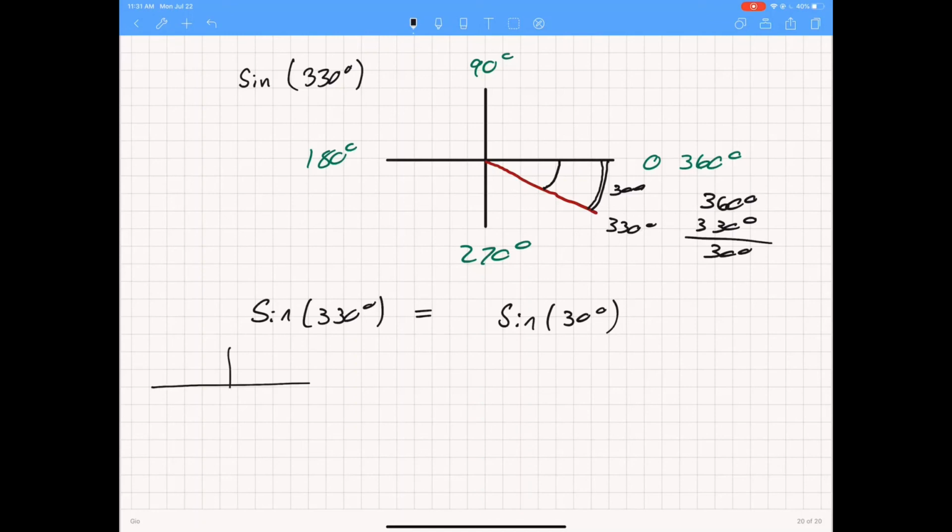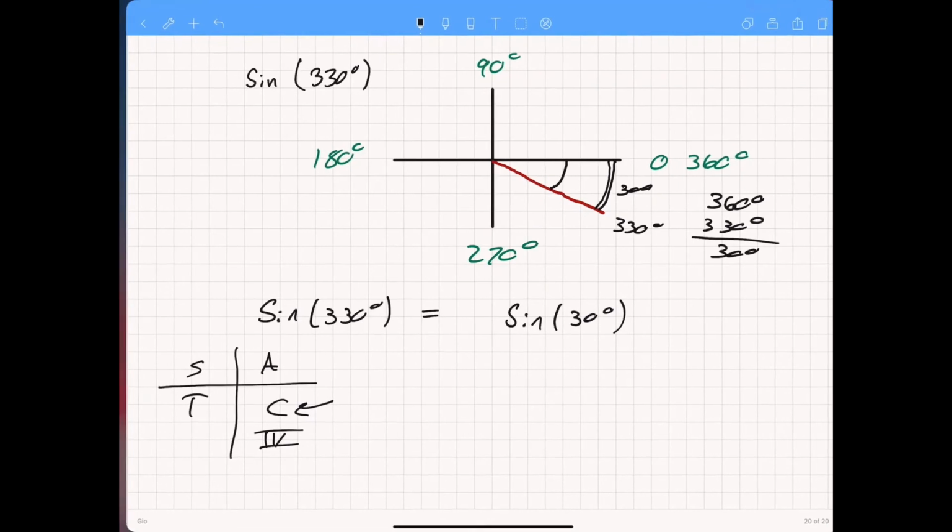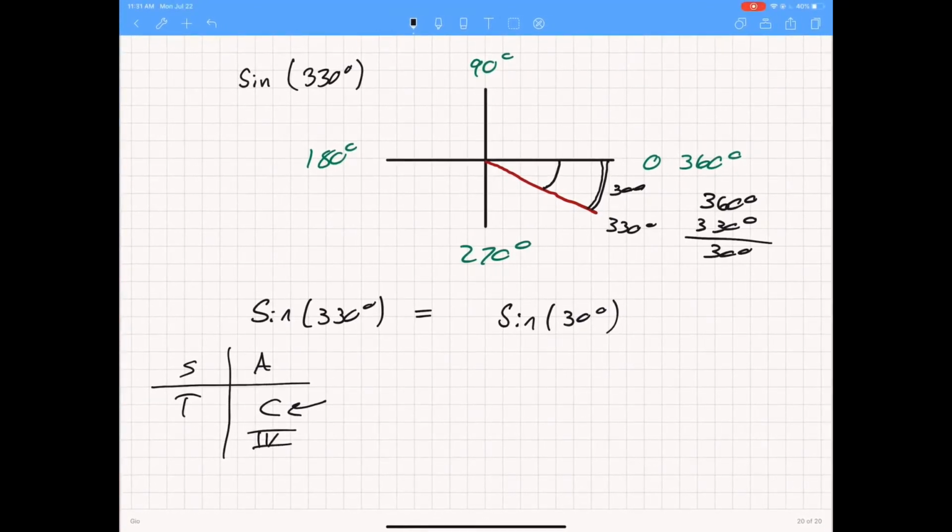So again, I'll quickly draw. All Students Take Calculus. So we're in the fourth quadrant. That means cosine is positive and everything else is negative. And we have sine here, so we know that that will be negative, since it's not cosine or secant. So we just have to do negative sine of 30 degrees.